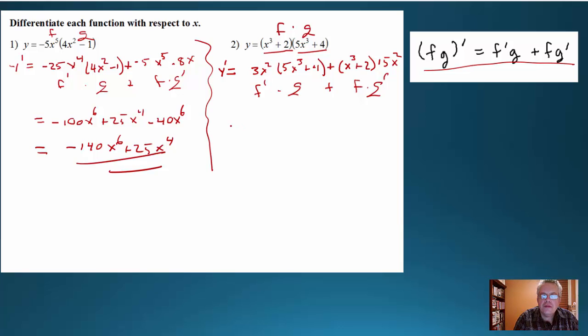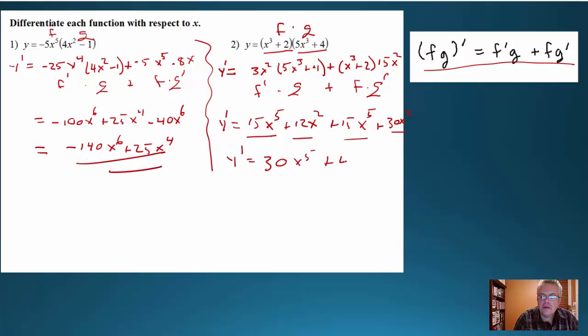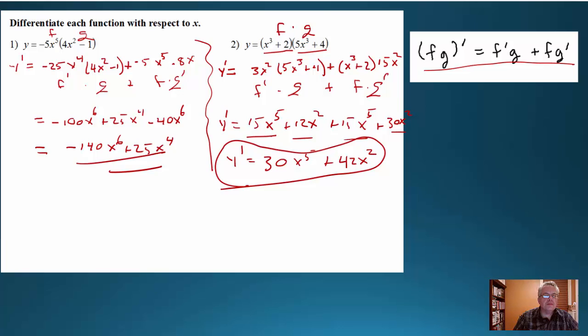So 15x to the fifth is what you get when you multiply those out. Then 3x squared times 4 is 12x squared. Then over here, x cubed times 15x squared is plus 15x to the fifth. Then we get plus 30x squared. Ran out of room there. So if I combine like terms, I get 15x to the fifth plus another 15 is 30x to the fifth. 12x squared plus 30x squared is 42x squared. There's the derivative. Okay, let's do a couple more examples.